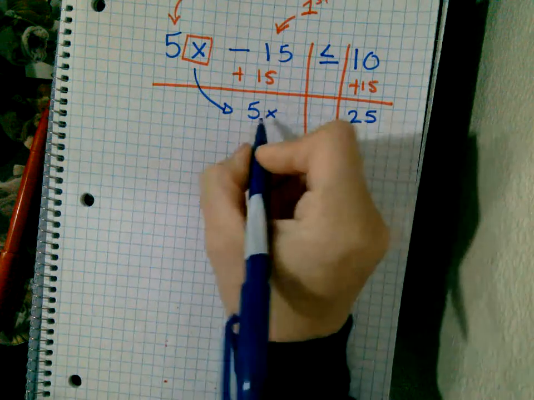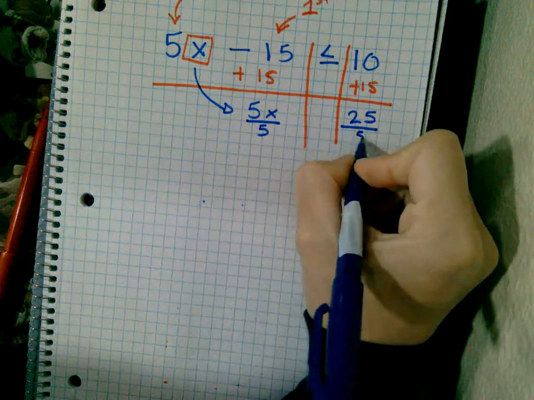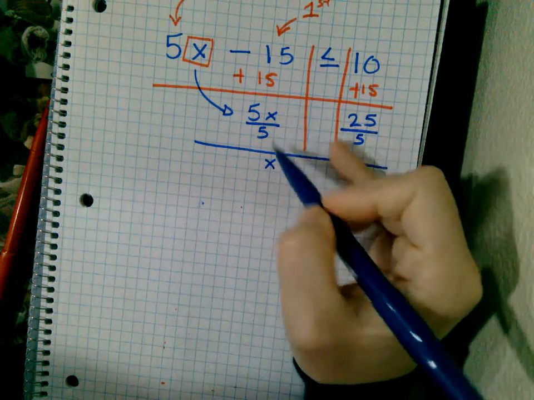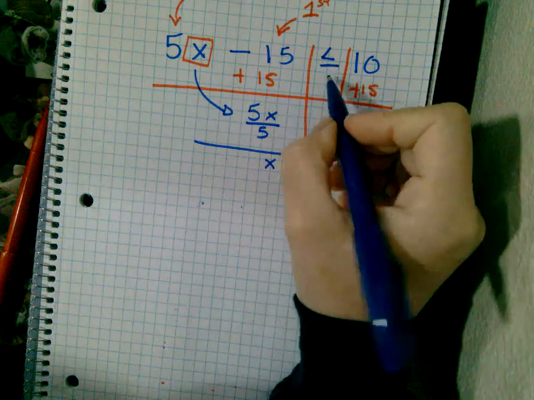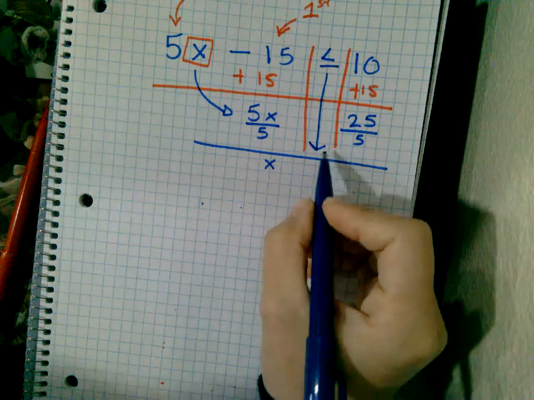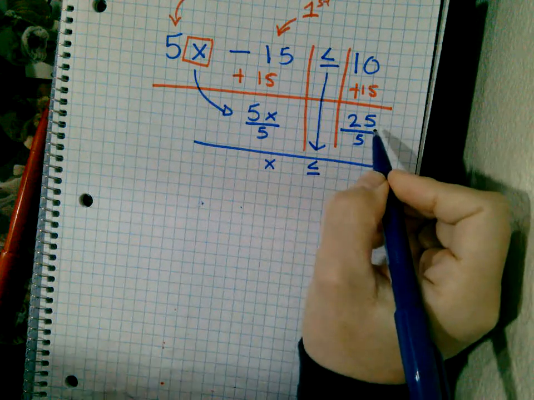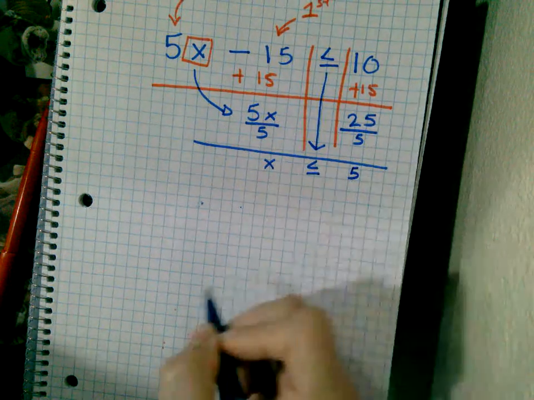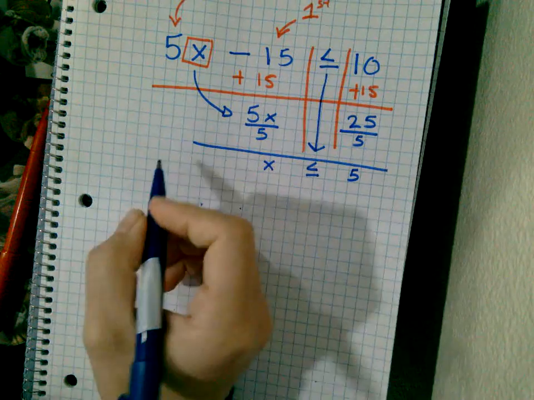All right, then we're going to divide by 5. So here we're just left with x. We eliminated the 5s. I'm going to bring this straight down. Now I'm going to do the math over here. 25 divided by 5 is 5. Then I'm going to graph it.